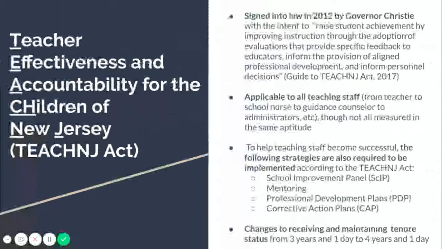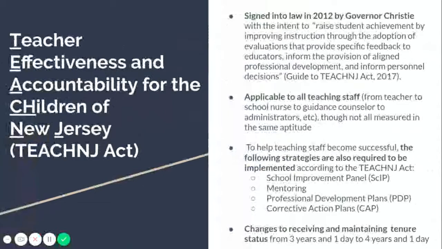So there are state and federal laws that are guiding us and essentially the reasons why we are conducting these evaluation systems in the way that we are in our school district. The state law that was signed in 2012 by Governor Chris Christie is Teach NJ, the Teach NJ Act, or Teacher Effectiveness and Accountability for the Children of New Jersey.